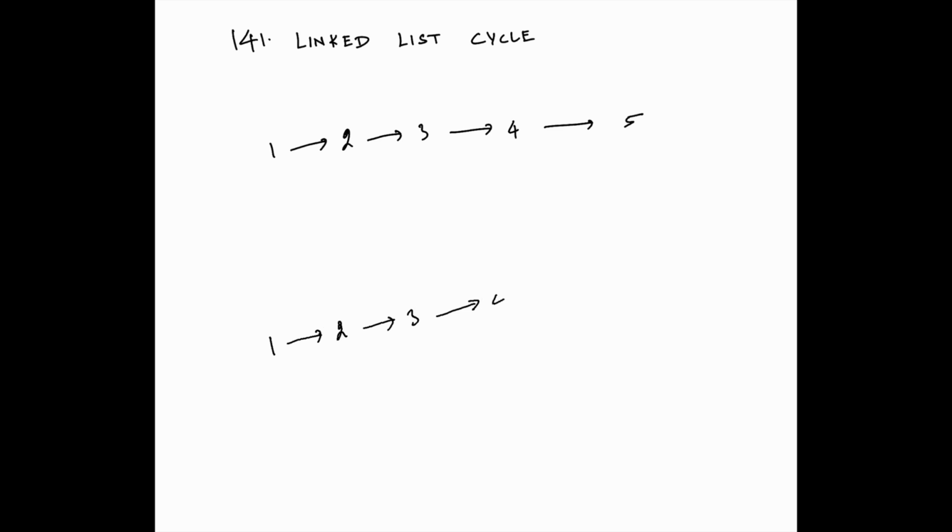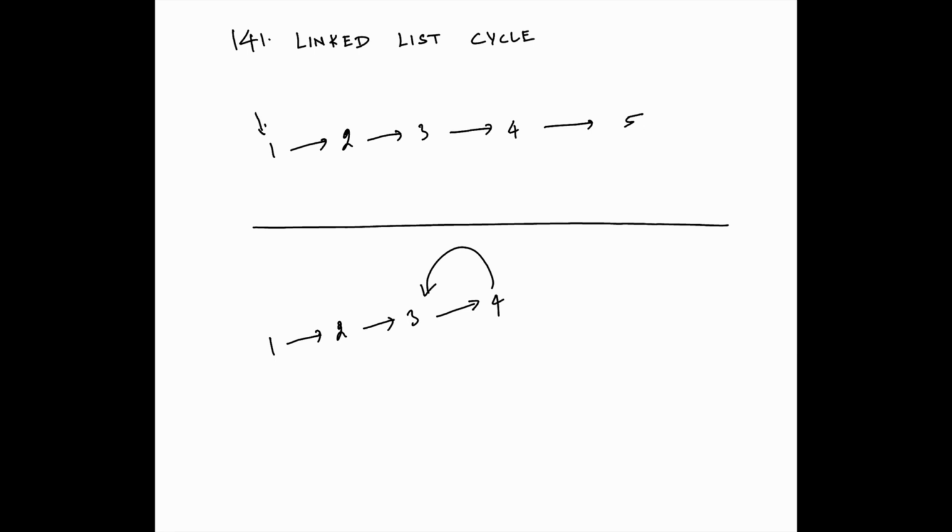Notice how the node with value 4 loops back to the previous node. This is what we call a cycle. The problem asks us to identify an algorithm that can distinguish between these two linked lists.